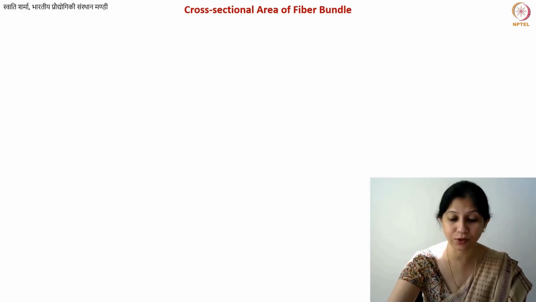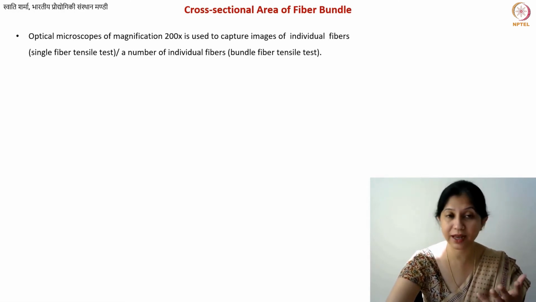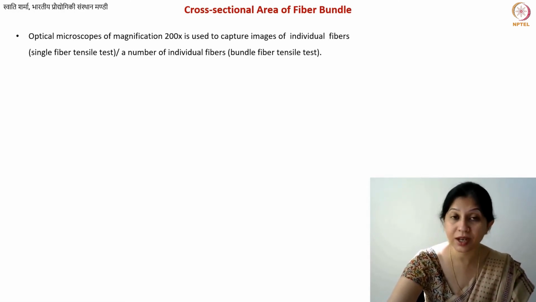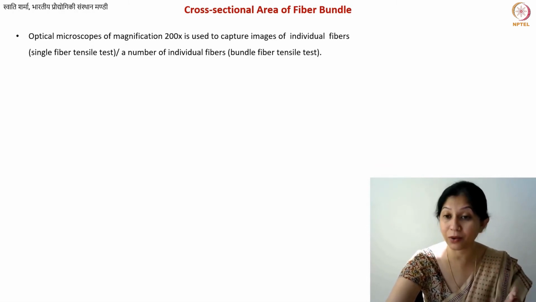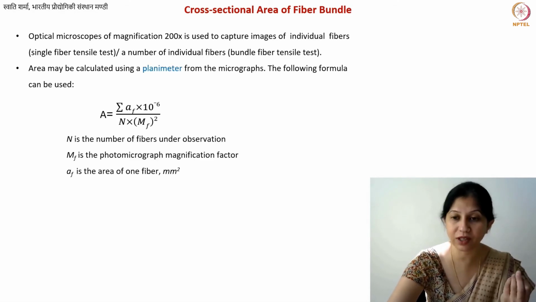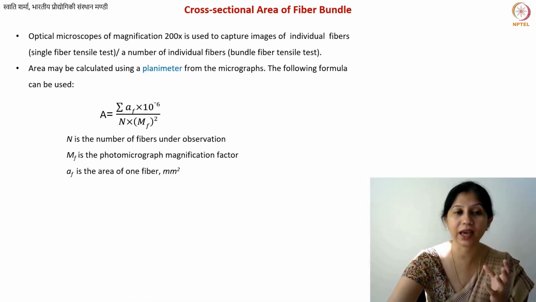In that case, what do we do? We use optical microscope first of all for taking a basic image. So you will, for example, take 200 times magnification, and then you will capture an image. Some of the UTMs are also equipped with the microscope. You use this formula to calculate your cross-sectional area. So now what you see, the important thing here is that AF, the first term, is just the area of a single fiber.